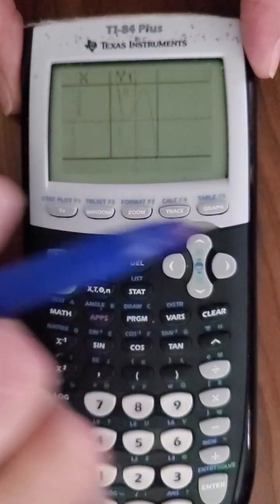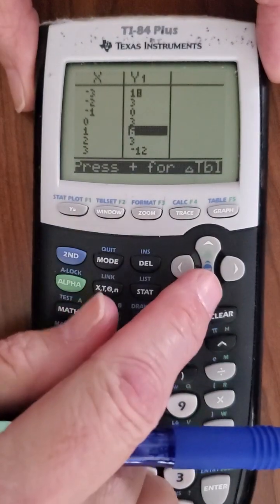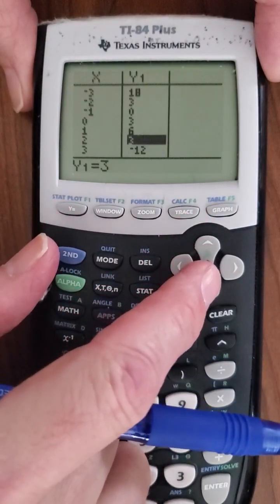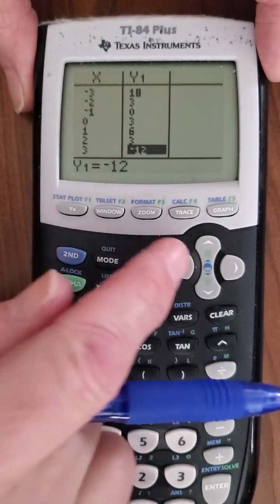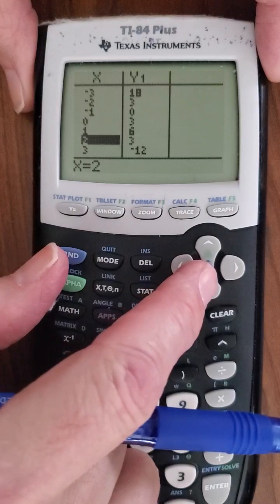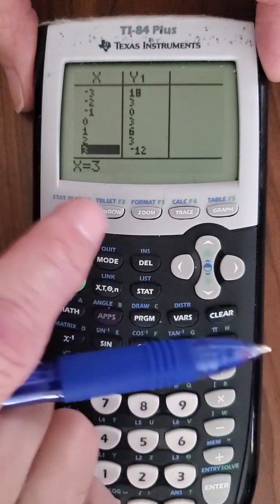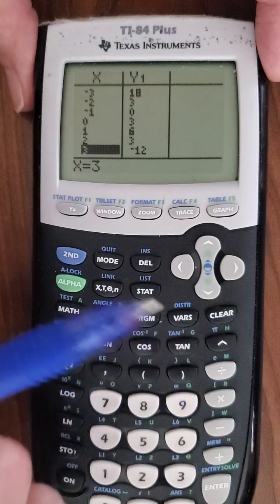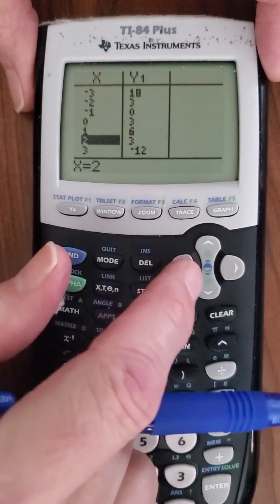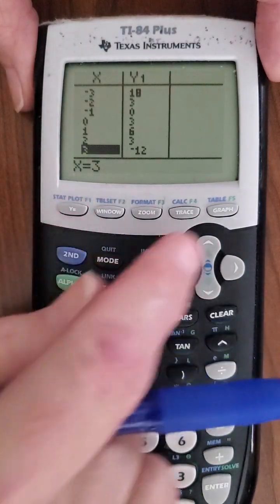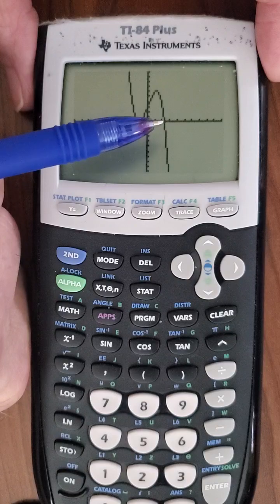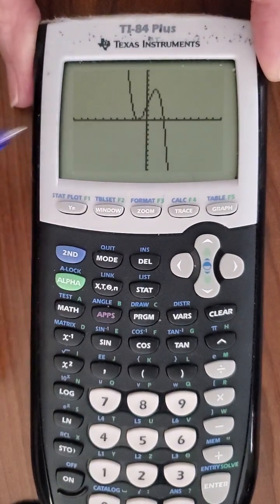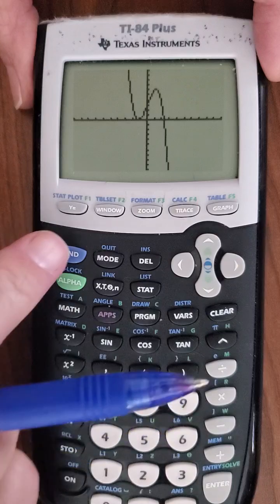Okay, back to the table values. And then I see down here a change of sign. The y value goes from 3 to -12, and that means that for the x's, it's between 2 and 3. On the x-axis, it's between 2 and 3 where it crosses the x-axis, so there is a 0 in between there. And you see that on here because it's between 2 and 3 on the tick marks. All right? So that's how you use the table of values.